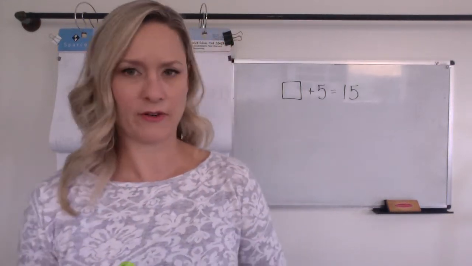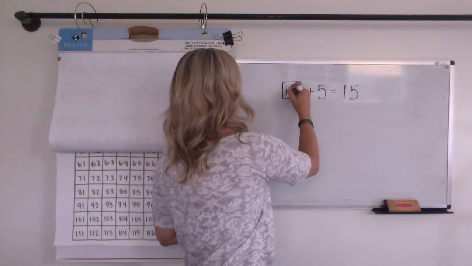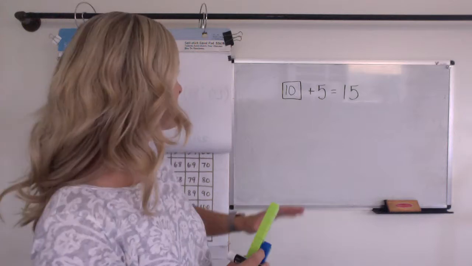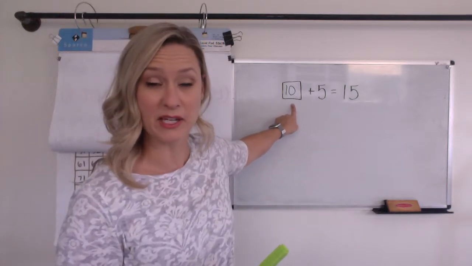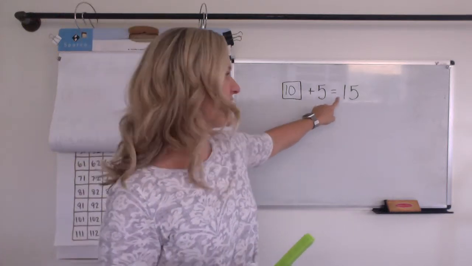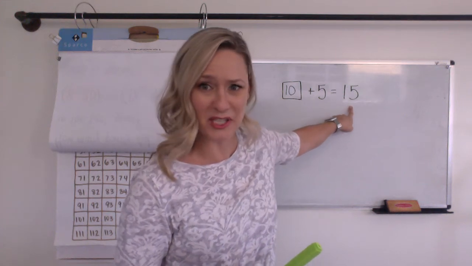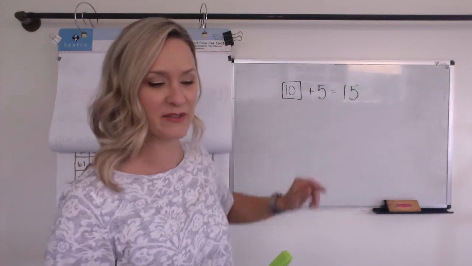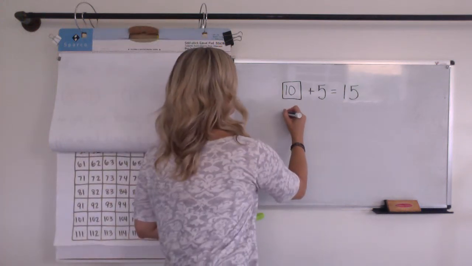So I'm going to write that in first. 10 plus 5 makes 15. And in this problem, this would actually be our answer, not this one, which is kind of weird. Usually this is the answer, right? But this is our answer here. It has a little square around it. Okay, here we go.